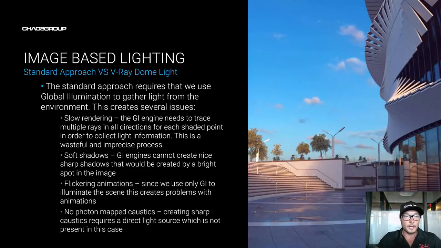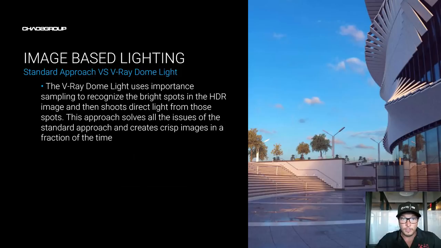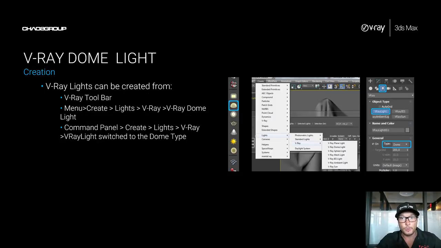Okay, so again, V-Ray dome light solves all those issues. By importance sampling, it recognizes the bright spots of the HDRI image and then shoots direct lights from those parts. This approach solves all the issues of the standard approach and creates crisp images in a fraction of the time. That means very fast. Okay, so we can create V-Ray dome light from the quick tool panel if we click on that half sphere symbol. We also can create it from the create lights panel. And we also can use the command panel to create V-Ray light, set it to dome, and click somewhere in the scene in order to create that light.